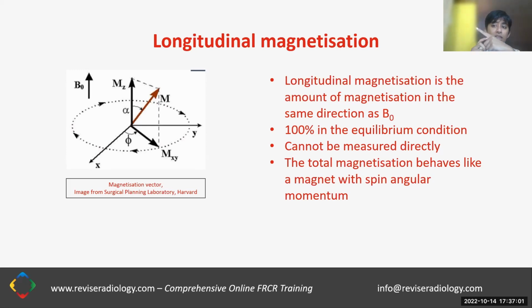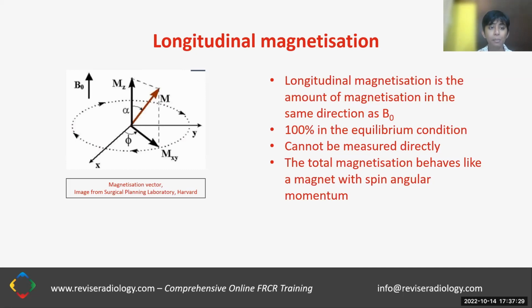Now you're going to split that magnetization up into two parts, and you're going to see how much of it is in the direction of the applied external field and how much of it is perpendicular to the direction of the external applied field. And the longitudinal magnetization is the amount of magnetization in the same direction as the applied external magnetic field. So this is 100% in the equilibrium condition, and it cannot be measured directly.